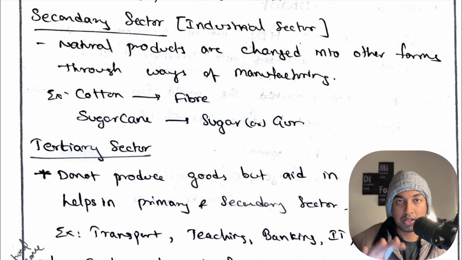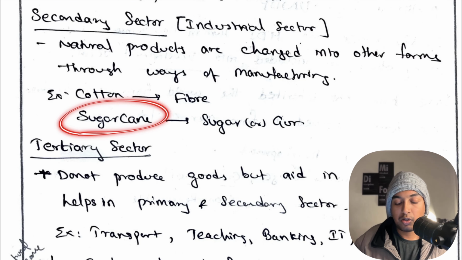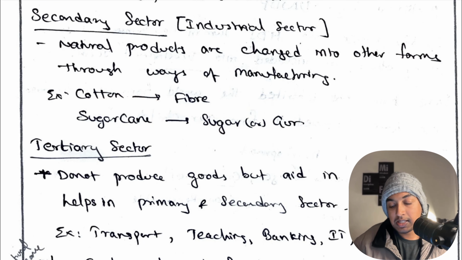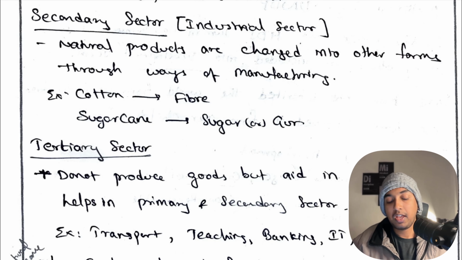I hope you understood what the industrial sector is here. There is no need for big machines or technology or a full-scale industry image. You remove that from your brain. For example, you take cotton and make fiber from it, or sugarcane and get sugar or jaggery from it. These things come under the industrial sector, the secondary sector. Now I hope you understood.